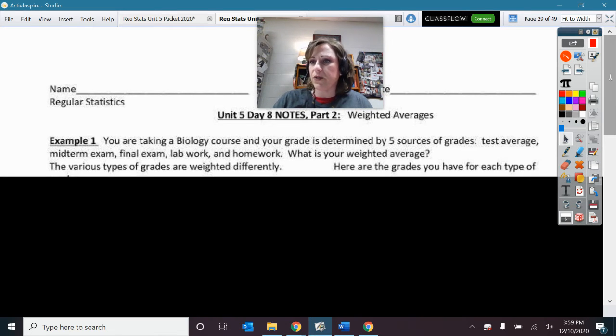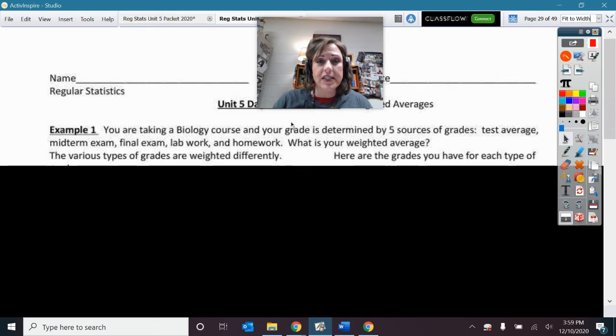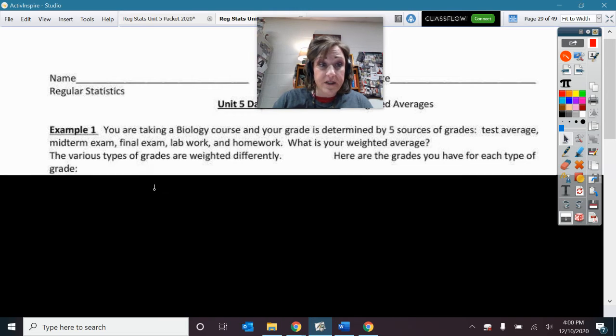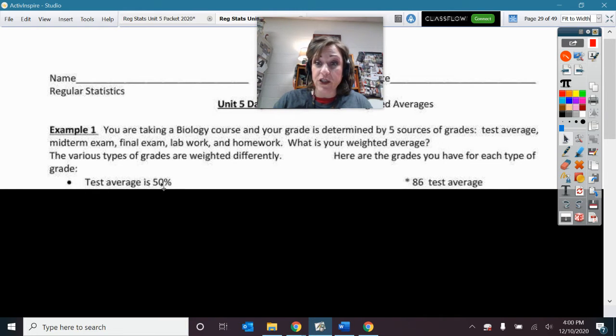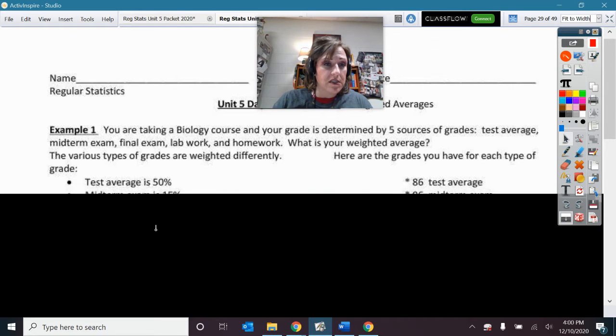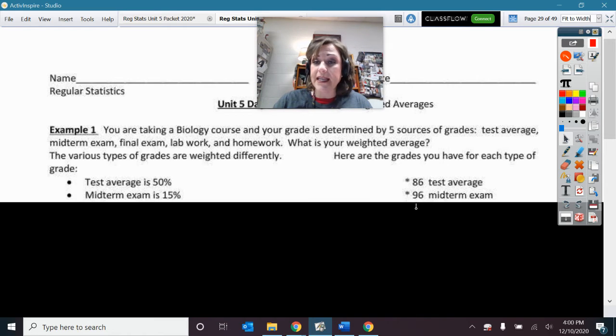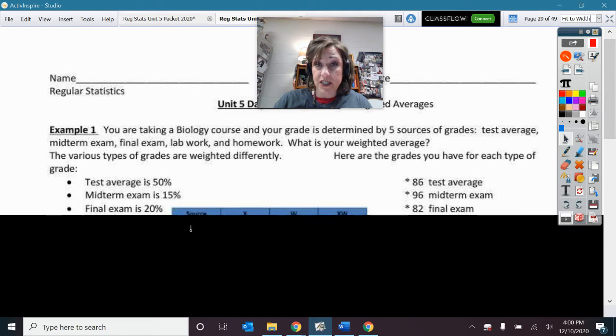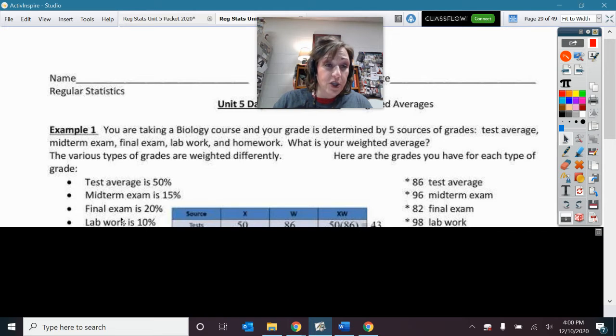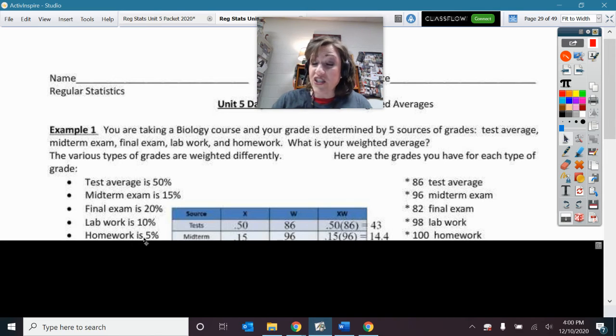Here's an example of a student who is taking a biology course, and they have grades from 5 different sources. Their grade is 50% coming from their test average, and they had an 86 as a test average. Their midterm was 15% of their overall grade, and they have a 96 on the midterm. The final exam is 20% of the grade with an 82 on that final exam. The lab work was 10% of the grade with a 98 on the lab work, and then the homework is just 5%, and that's probably a completion grade of 100.